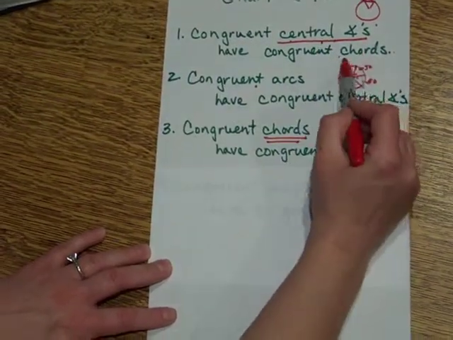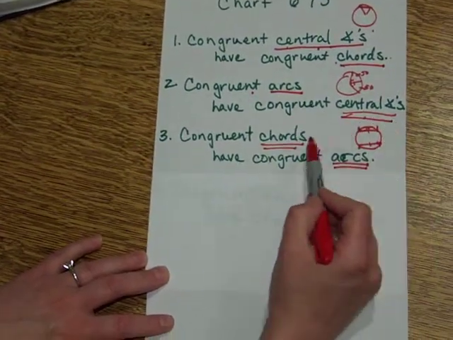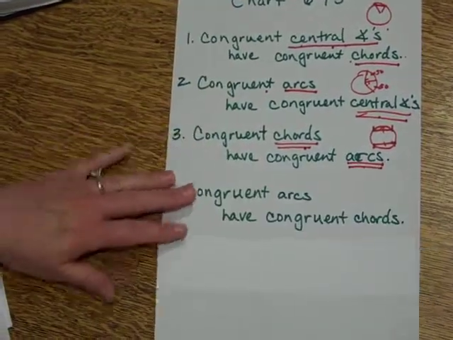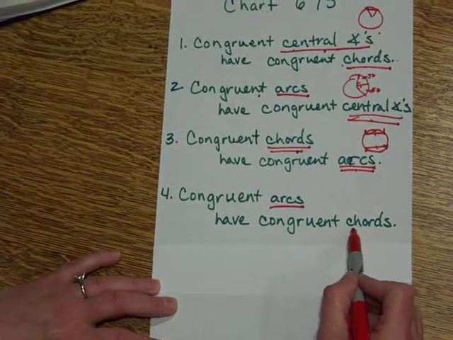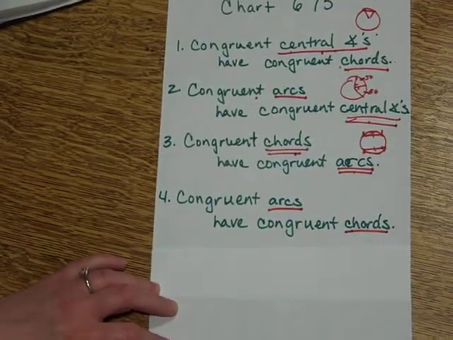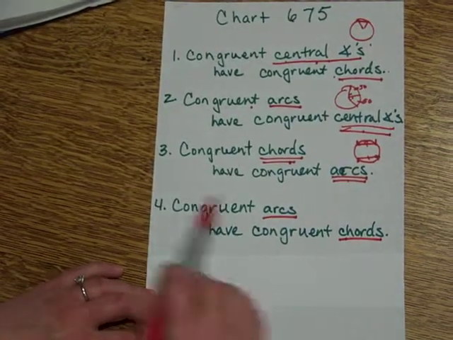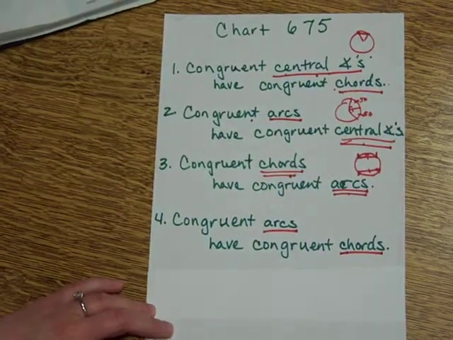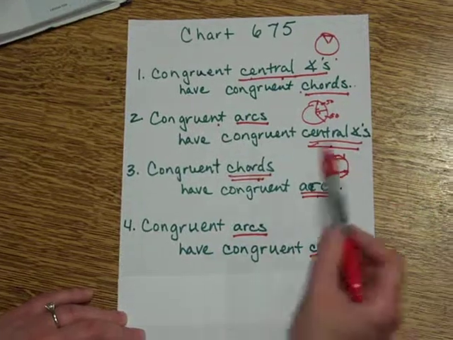Congruent central angles, congruent chords. Congruent arcs, congruent central angles. Congruent chords, congruent arcs. And lastly, if I have congruent arcs, then I have congruent chords. You can see how these keep circling right back around to each other, no pun intended since we're dealing with circles.